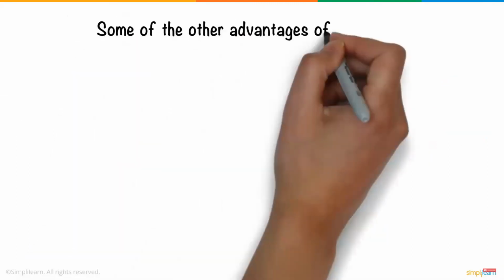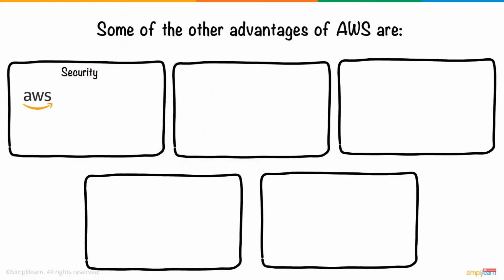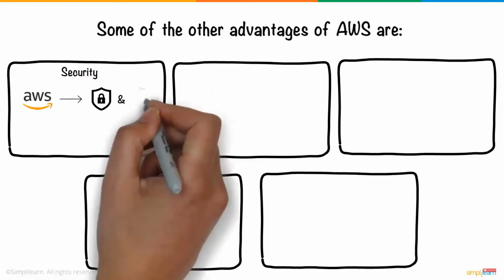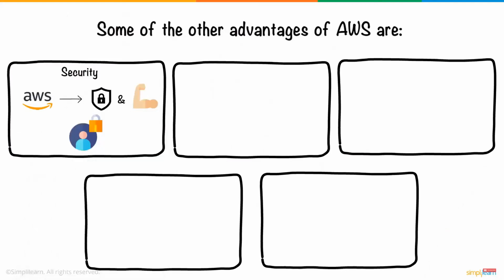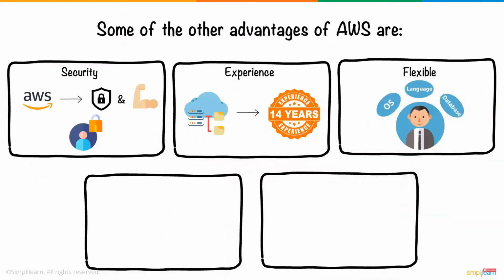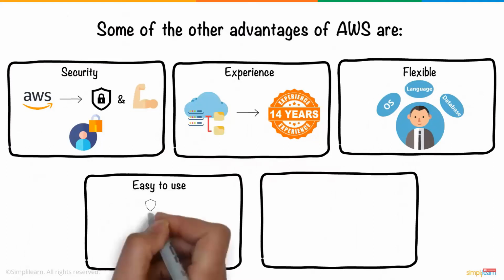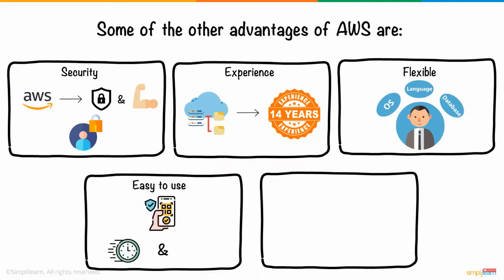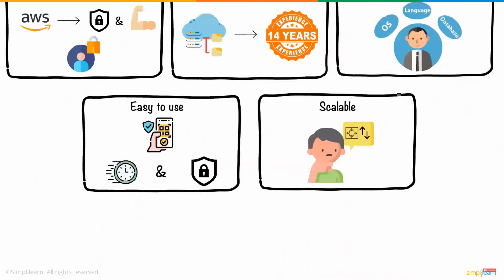Some of the other advantages of AWS are security. AWS provides a secure and durable platform that offers end-to-end privacy and security. Experience. You can benefit from the infrastructure management practices born from Amazon's years of experience. Flexible. It allows users to select the OS, language, database, and other services. Easy to use. Users can host applications quickly and securely. Scalable. Depending on user requirements, applications can be scaled up or down.